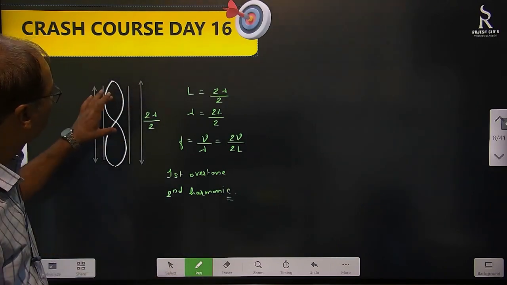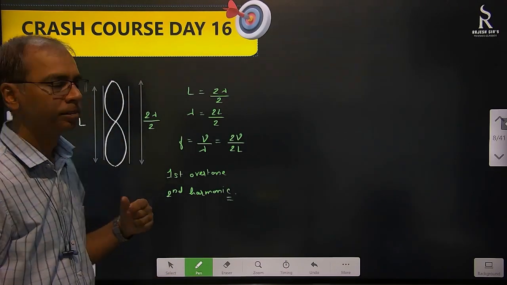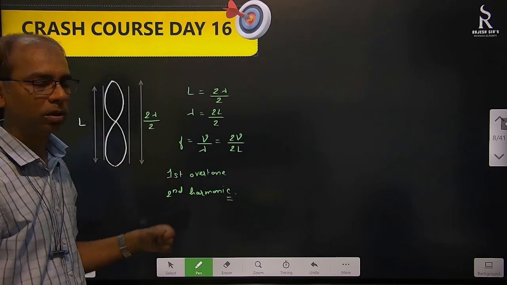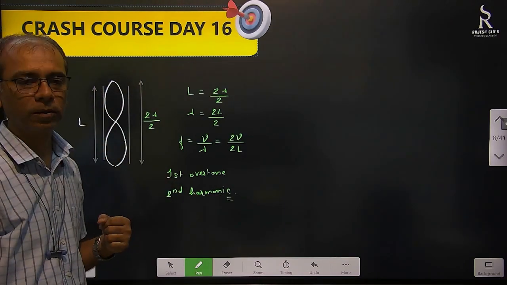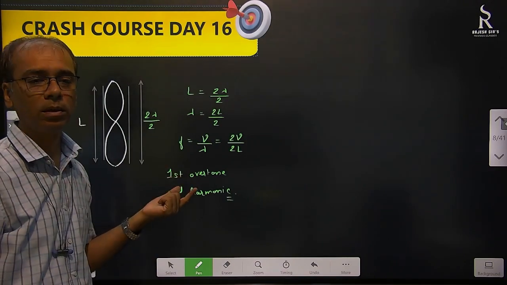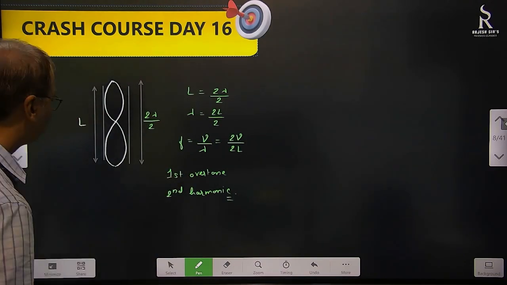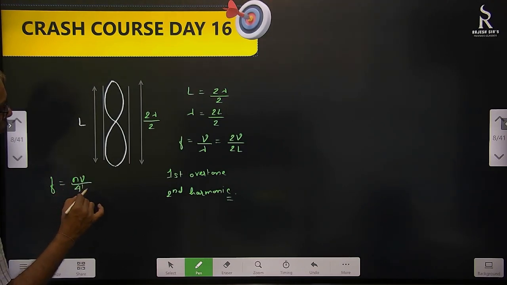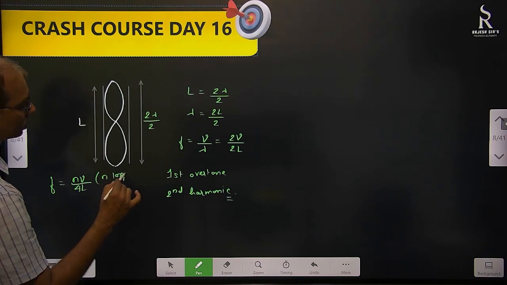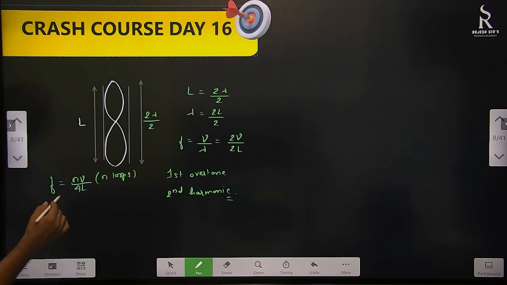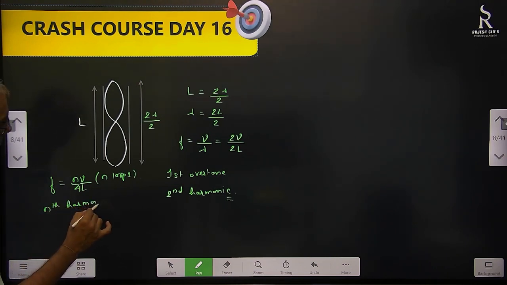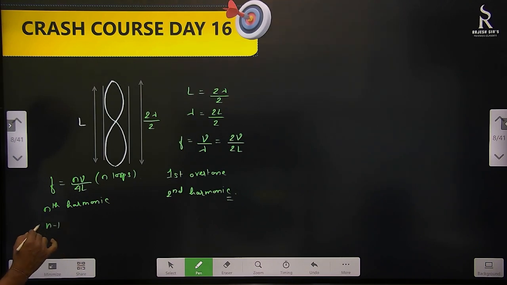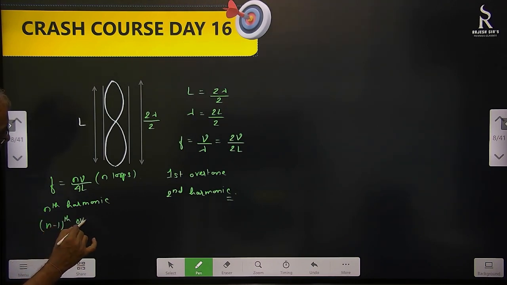Okay, so whichever, here 2 loops are there, so we call it as second harmonic. Next one, you make 3 loops, this will be third harmonic. 4 loops, it will be called fourth harmonic. And overtone is 1 less than that. So if I say the frequency in open organ pipe is NV by 4L, considering there are N loops, we'll call this as Nth harmonic, and we'll call it as N minus 1 overtone. Remember that, okay? N minus 1th overtone.